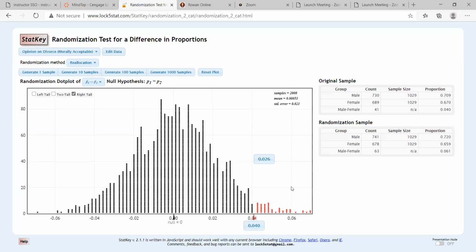What if I said the alpha is 5%? What's our decision now? Then you reject, yes, because 5% is 0.05 and 0.026 is less than 0.05. So you can see where this becomes a little bit weird almost, right? It depends on the alpha.